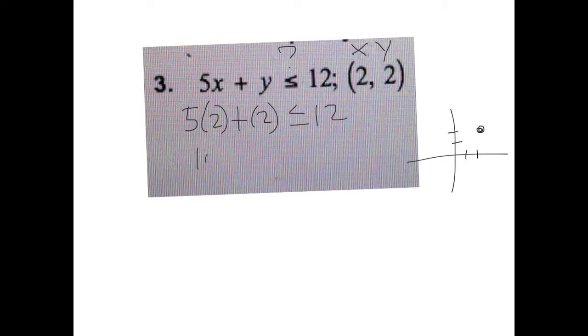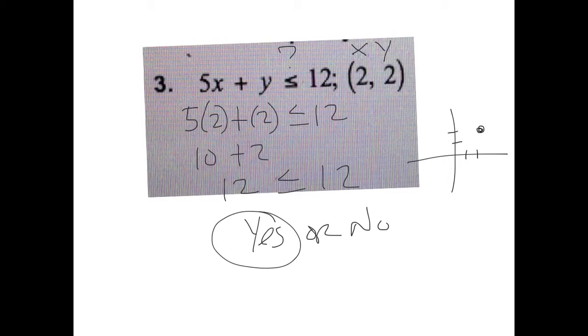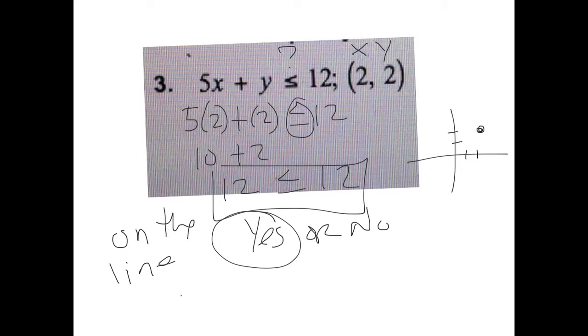So 5 times 2 is 10, plus 2. 10 plus 2 is 12. And then we're just asking ourselves, yes or no, is 12 less than or equal to 12? And the answer is yes. Since it's equal to it, it means this would be on the line. But this symbol is a solid line, so it would be on a solid line. And we said on a solid line is okay.